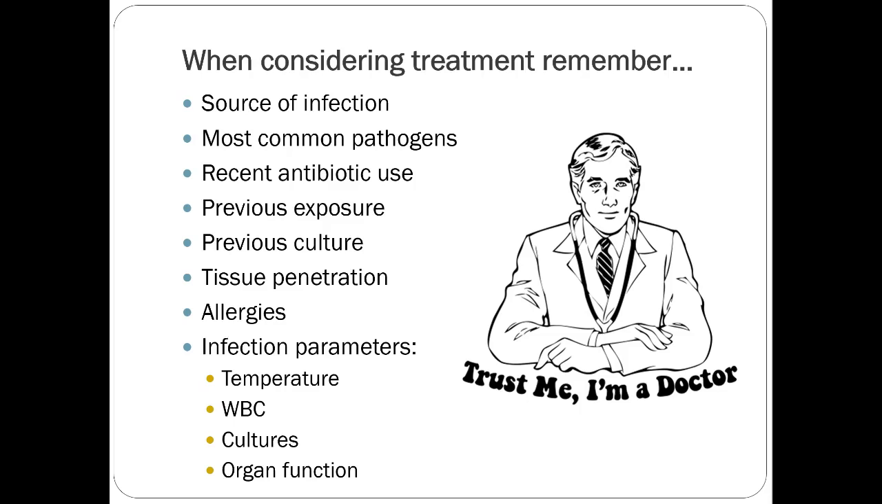Okay, so remember some basic ID stuff, things to consider when we're talking about patient care. Source of infection, and with that should come the most common pathogens associated with that particular source. Recent antibiotic use: have they failed a course recently? Have they been exposed to something? Have they been on broad spectrum antibiotics for a long time? Previous exposure: what is their family history like? If all their family members have strep throat, and this person comes in with a sore throat, it's probably strep, right? Previous cultures: do you have culture data?